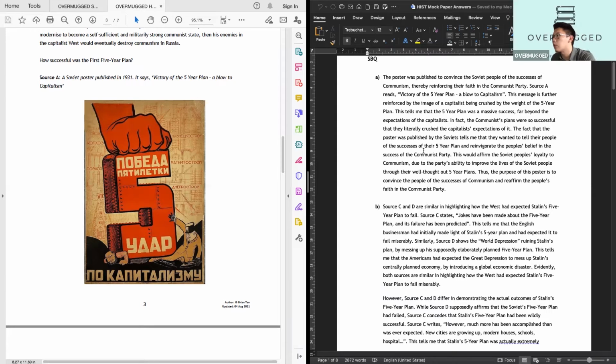This would affirm the Soviet people's loyalty to communism due to the party's ability to improve the lives of the Soviet people through their well-thought-out 5-year plans. Thus, the purpose of the poster is to convince the people of the successes of communism and reaffirm their faith in the Communist Party. I won't go too much into this because this is a relatively straightforward kind of question. Basically, you have to investigate the purpose of the source.